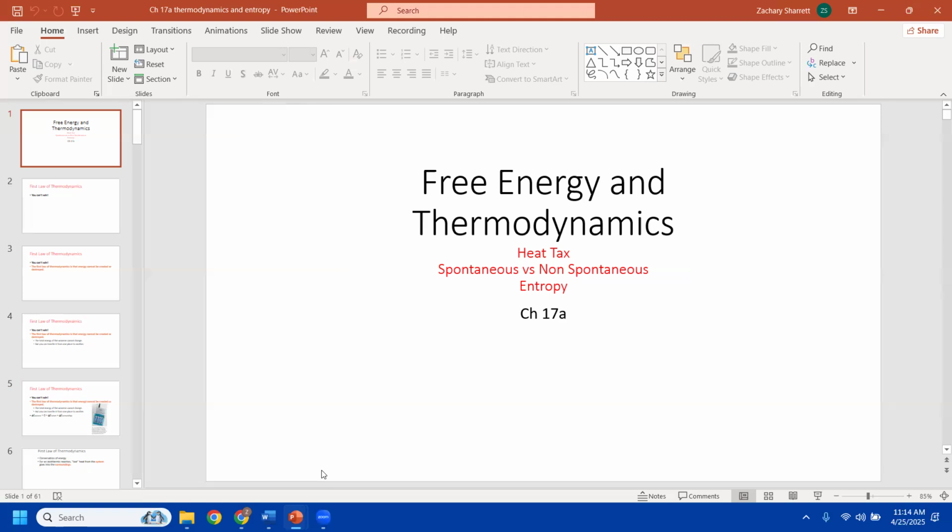So in science, what do you think spontaneous versus non-spontaneous is? Any thoughts? Yeah, Emily. By itself. So a spontaneous reaction will happen in the forward direction without help. A non-spontaneous reaction will not happen on its own. Does that mean that we can't make something spontaneous?